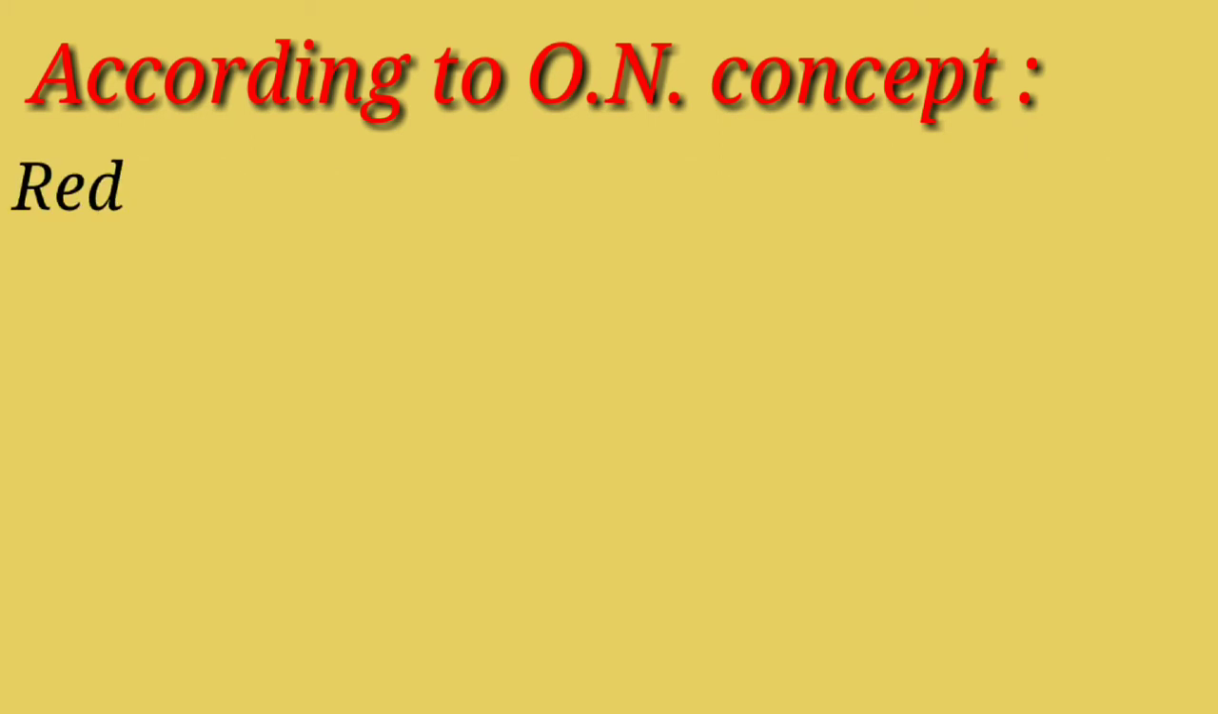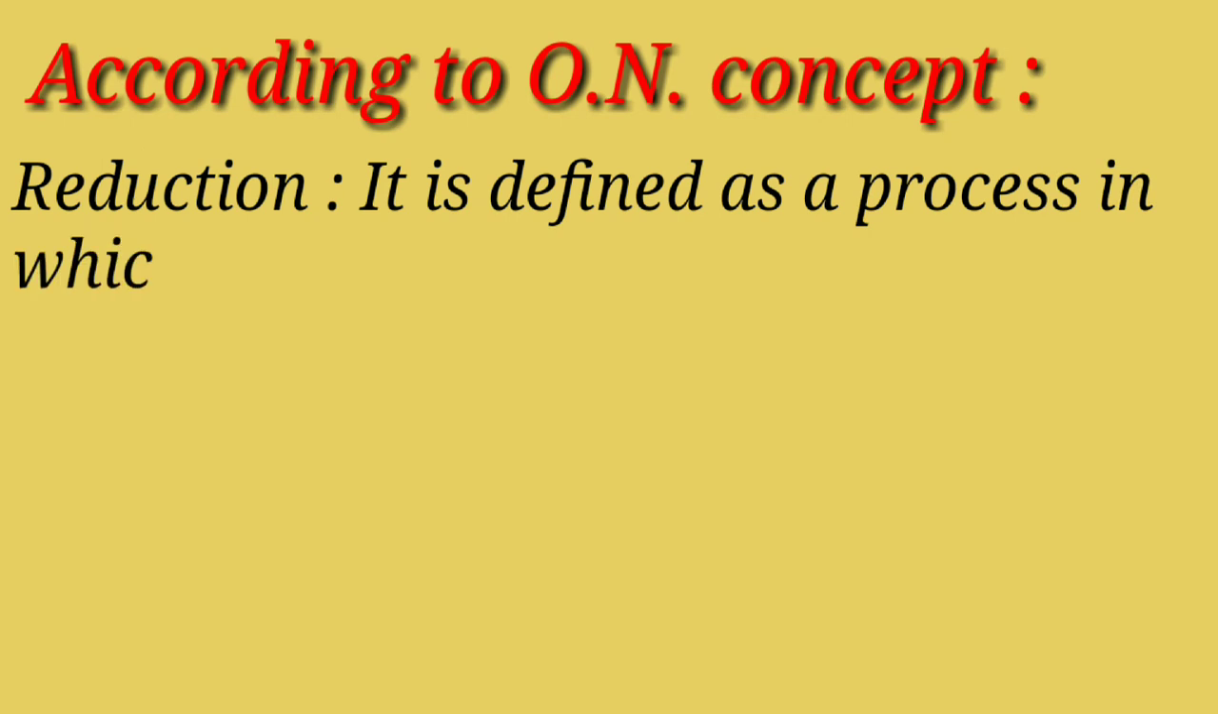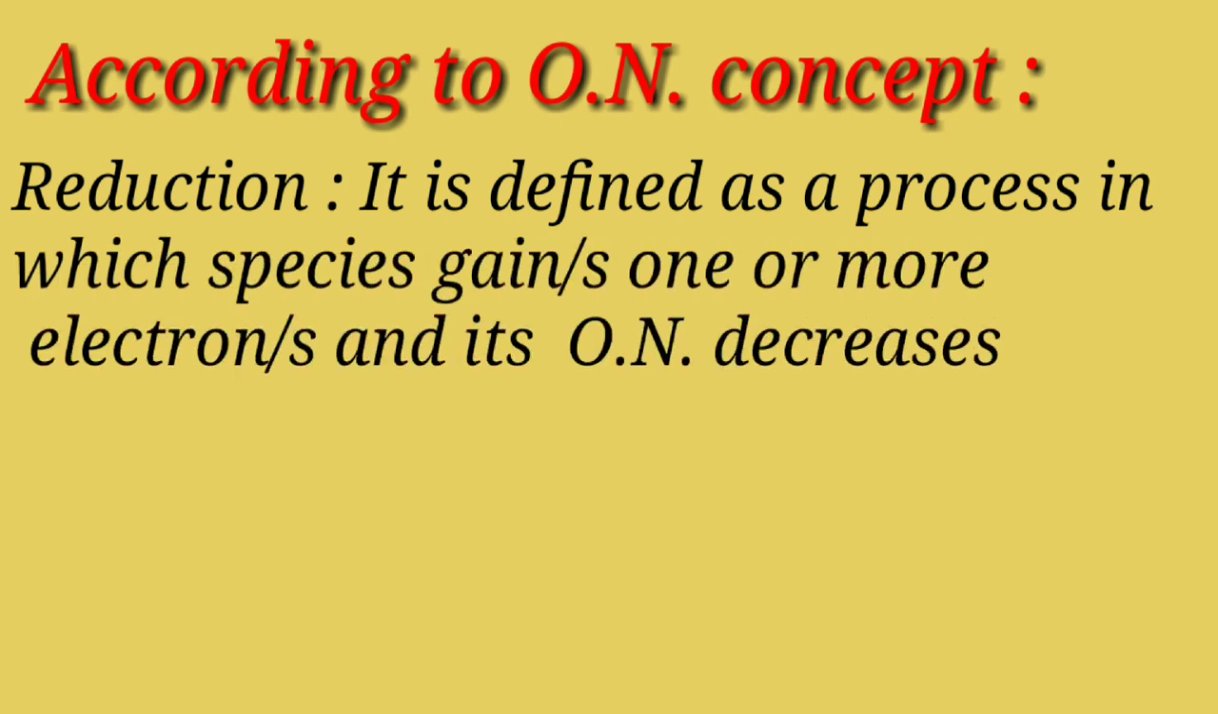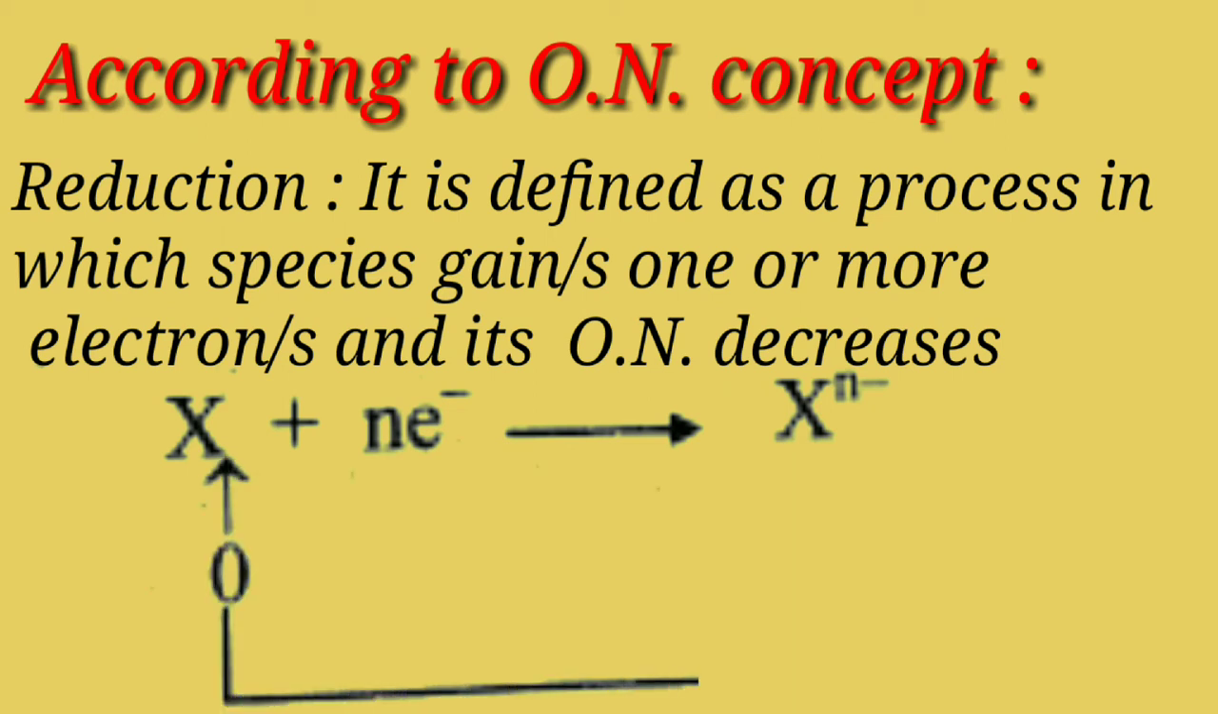Next is reduction. Reduction is defined as a process in which a species gains one or more electrons and its oxidation number decreases. Over here, the species X gains n number of electrons and gains n number of negative charge. So the oxidation number decreases from 0 to -n. This decrease in oxidation number is known as reduction.